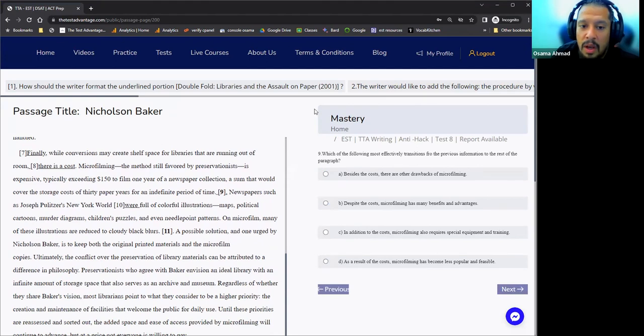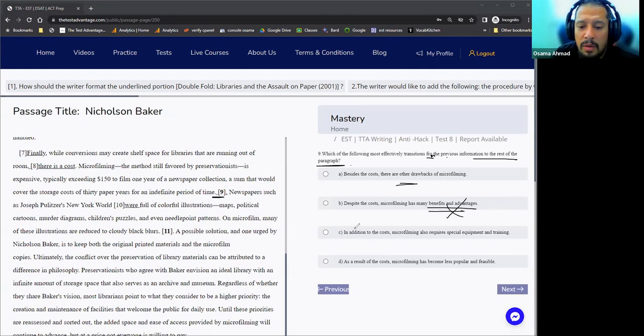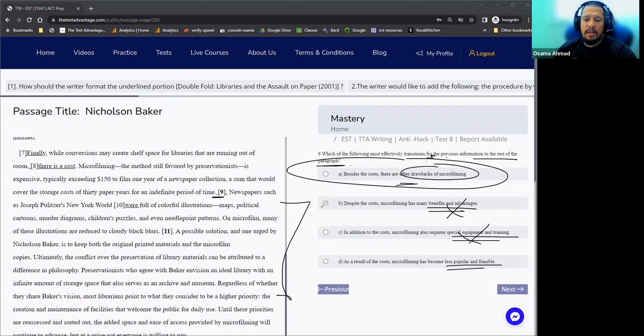Right? Number 9, which of the following effectively transitions from the previous sentence to the rest of the paragraph? Okay, this one I got. Despite the cosmic force, no, I give it B no, right? Because we are talking about problems. So car special equipment training, also no, we're not talking about training here. As a result of the cosmic, well, we're not talking about that. So it's answer A, right? There are other drawbacks of microfilming, right? And these drawbacks are that it ruins the pictures.